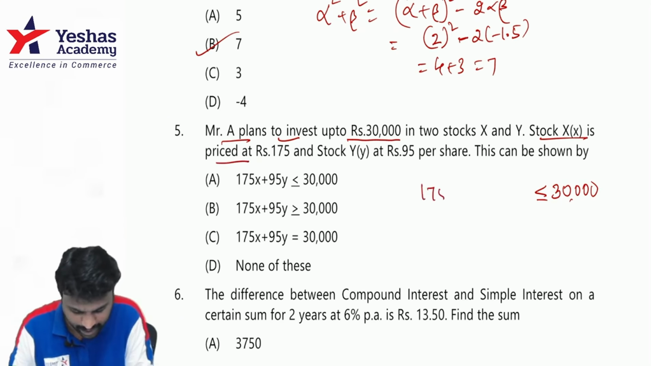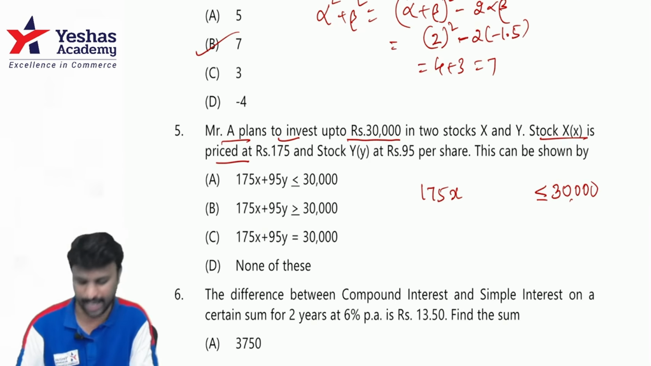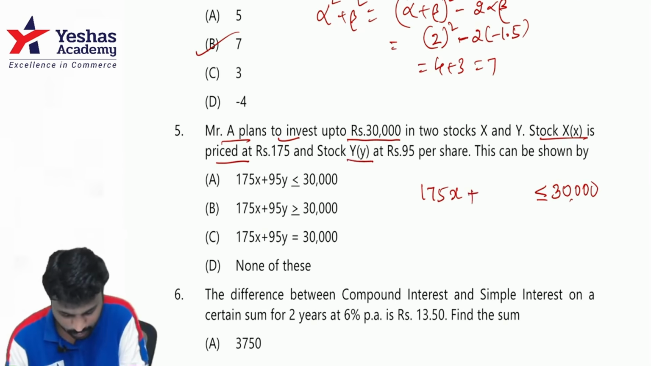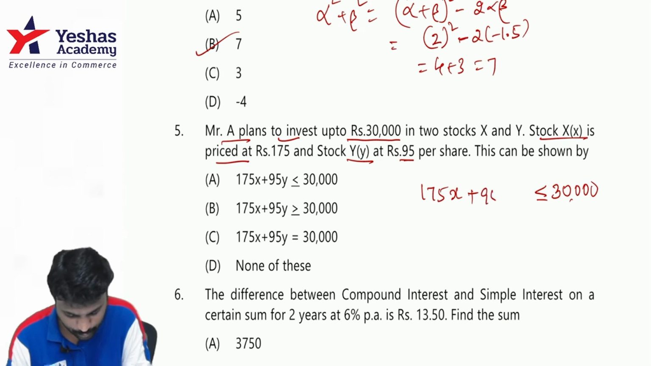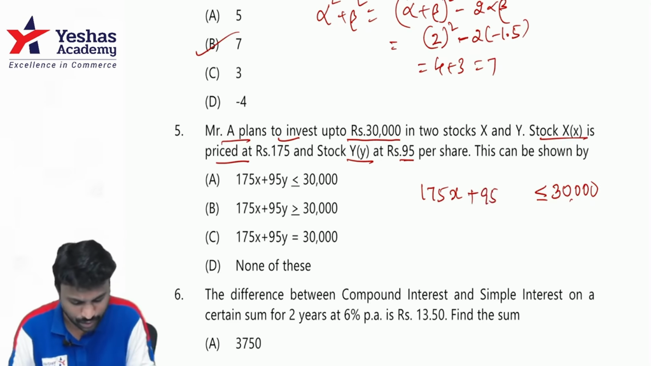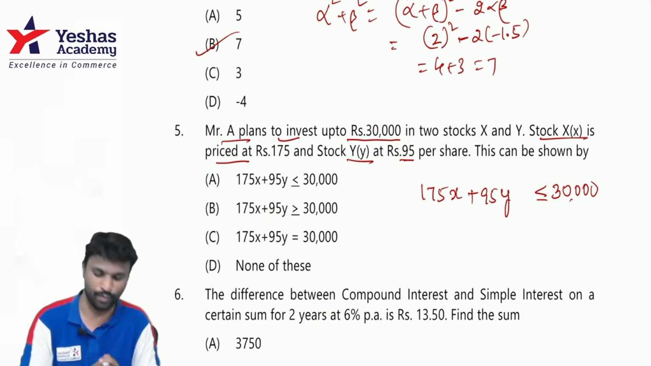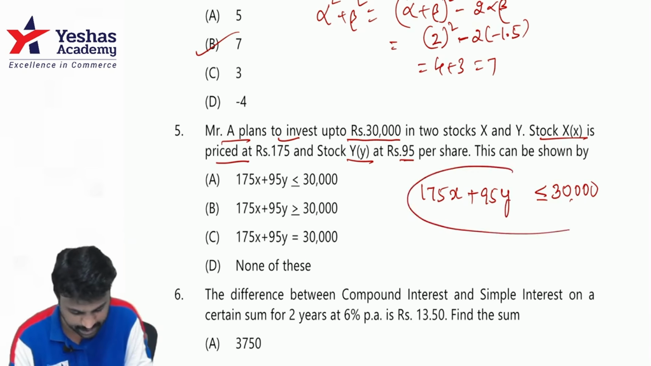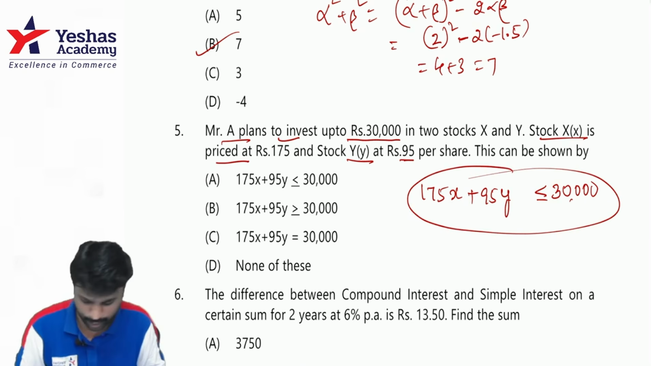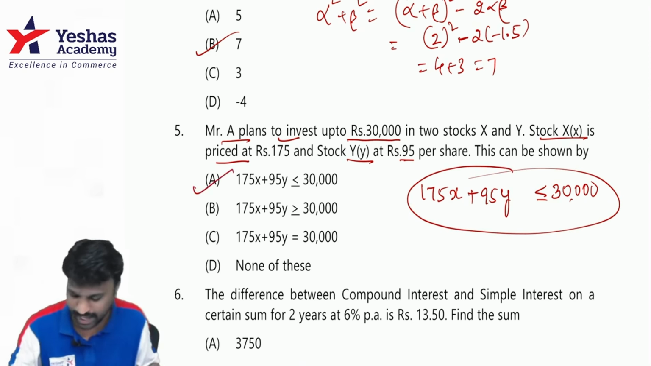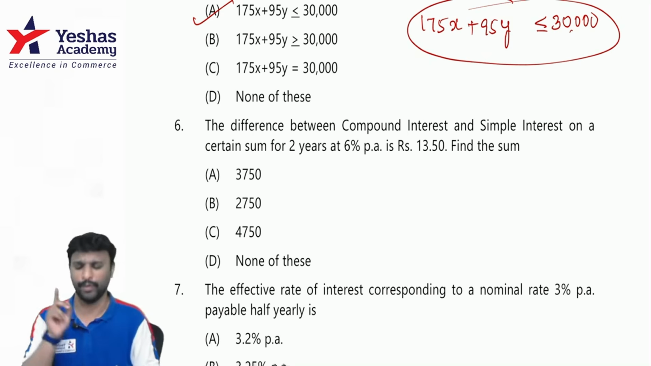So 175 into number of units is X, plus stock Y is rupees 95 per unit, obviously per share. So number of shares is Y. So 175x plus 95y less than or equal to 30,000. That means option A is the right answer. Guys, moving on to the next question.